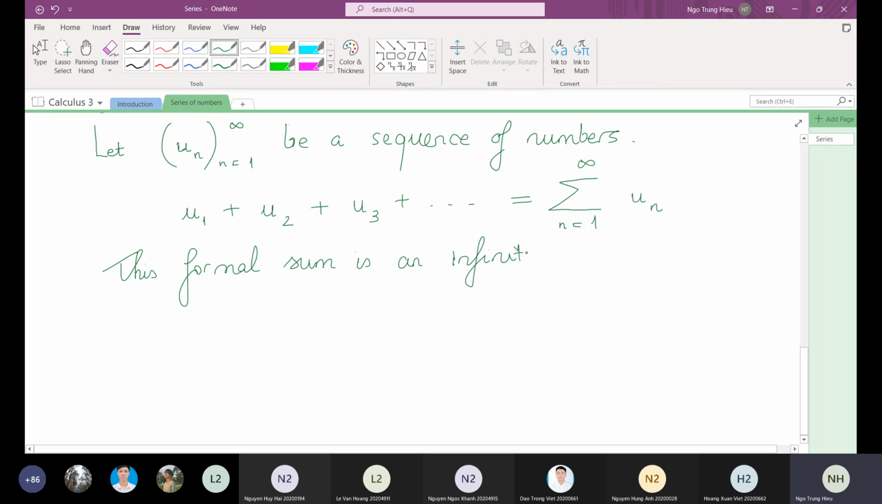This formal sum is an infinite series. If we want to compute this number, we have to form the partial sums. We form the partial sum, we call it S sub n. S sub n is U1 plus U2 up to Un.